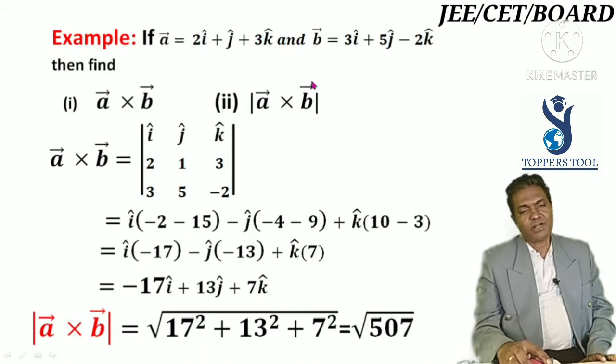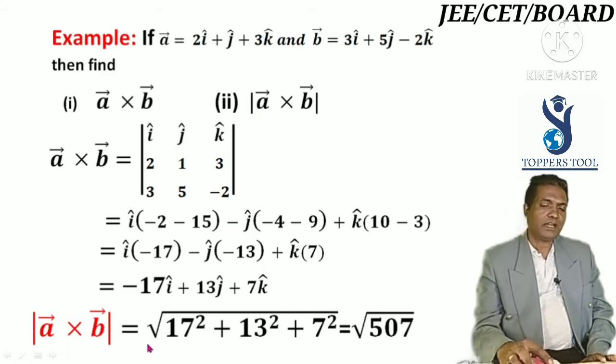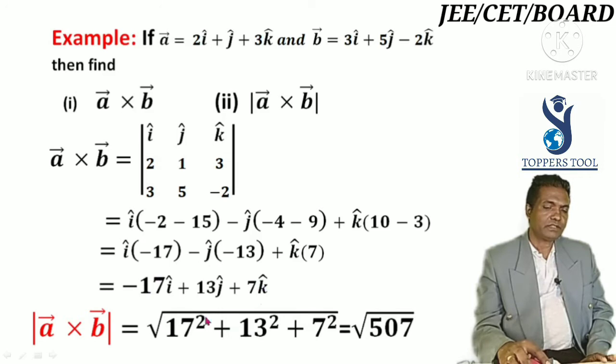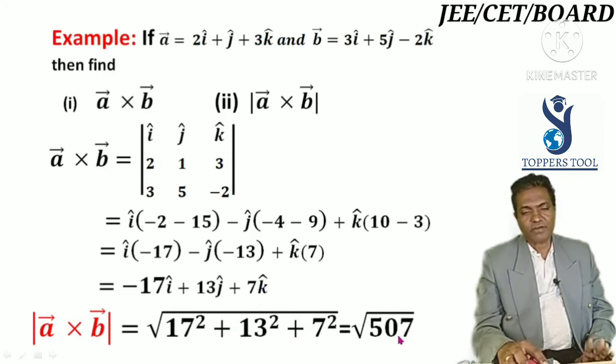Then we want its magnitude. Magnitude means under the square root, the sum of the squares. So 17 square, 13 square, 7 square. Square them and add, you will get square root of 507.